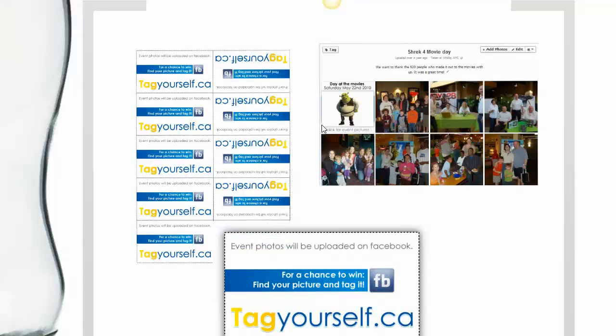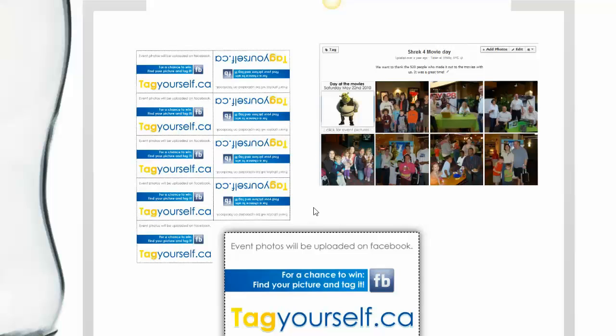Now, we all run client appreciation events to some degree. This is a way that we leveraged our client appreciation event and made it social. So at the event, we have a photographer. When he takes your picture, he would hand you this business card. These business cards are the perforated business cards that you get from Staples, and we just ran them through the laser machine. We went to GoDaddy and registered tagyourself.ca. That is a URL that we just redirected to the photo album of that day's event.